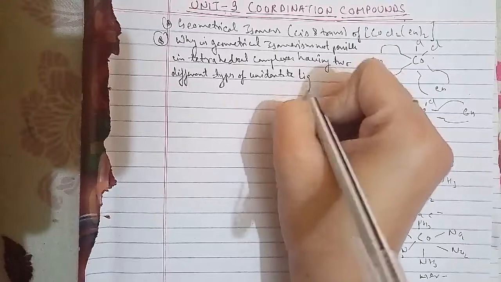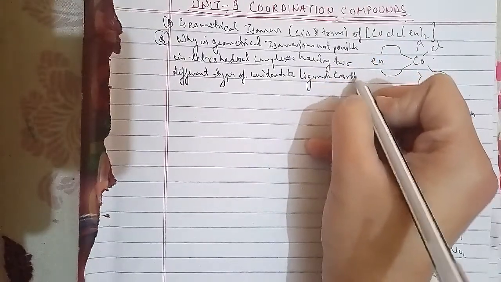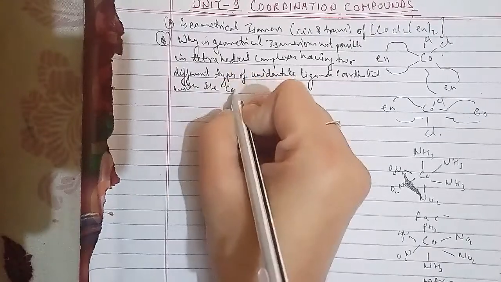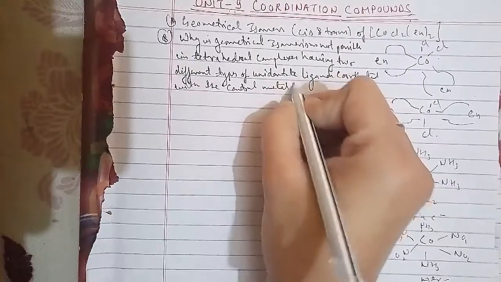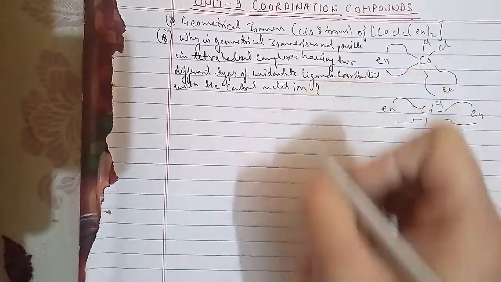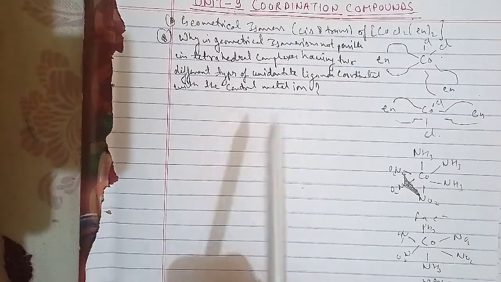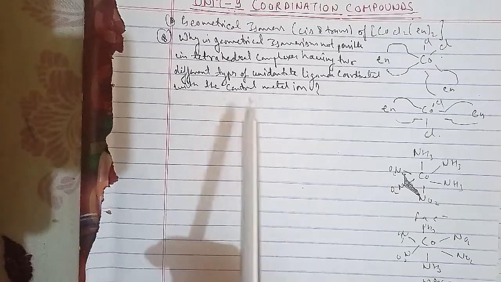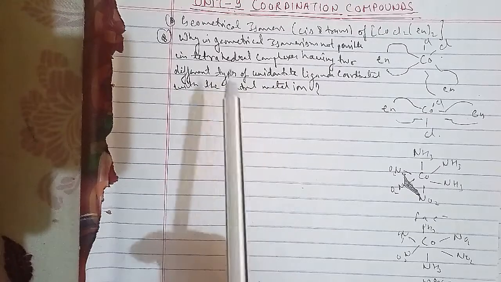For the solution: tetrahedral complexes do not show geometrical isomerism because the relative positions of the unidentate ligands attached to the central metal atom are the same with respect to each other. That is the answer here. I'll write it down so that many of the students can make notes.